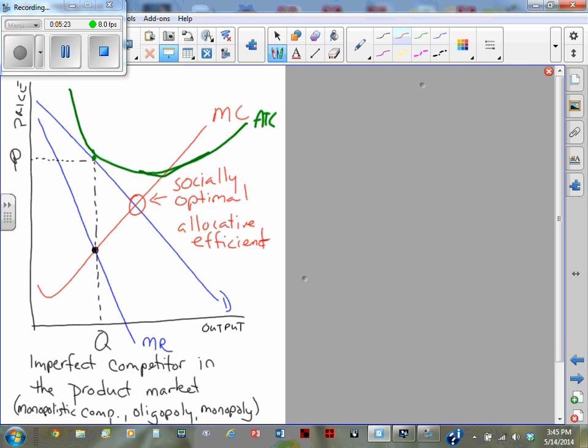There we go. Got to go through the lowest point. Even if we are at long run break even, because the lowest point of ATC has to go through the marginal cost curve, we will never be at the lowest ATC. And so we can never, ever be productively efficient. Not in the long run.